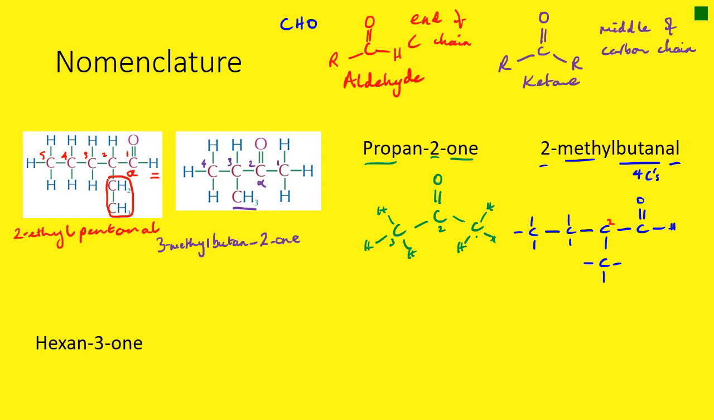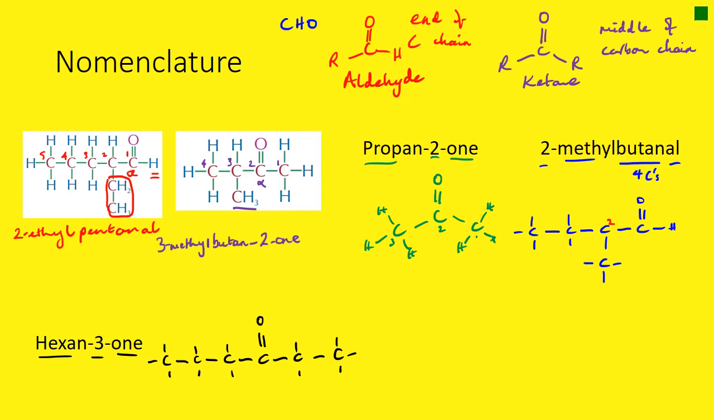Okay, maybe one more. Hexan-3-one. It's a ketone from the ending, and the carbonyl group is going to be on the third carbon of hex, 6. All right, so let's draw that out: 1, 2, 3, 4, 5, 6. We can number from either way, it doesn't matter. Let's number from right to left. So that's hexan-3-one. I'll just put the bonds in, but we won't draw the hydrogens. And as quick as anything, that's it drawn there.